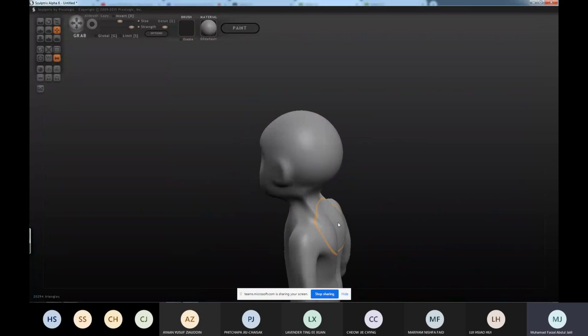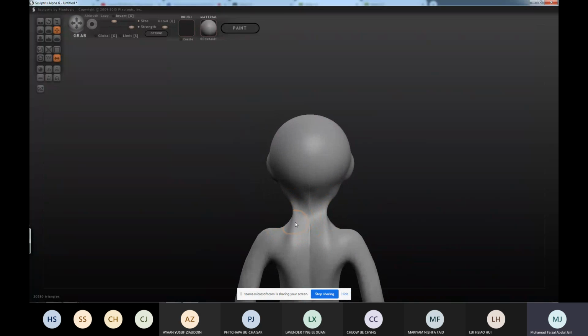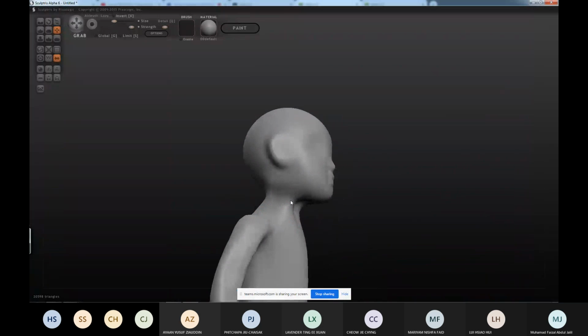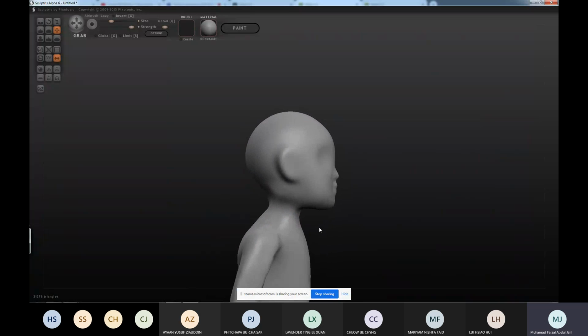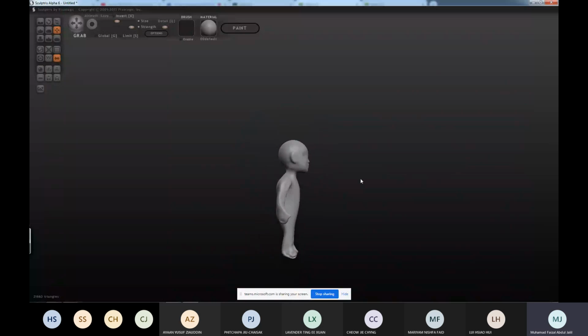I can see this part, the neck and the back of the body has to be improved a bit more, because of the muscles there. This part also can be improved a bit more. So spend time to develop them, all right?